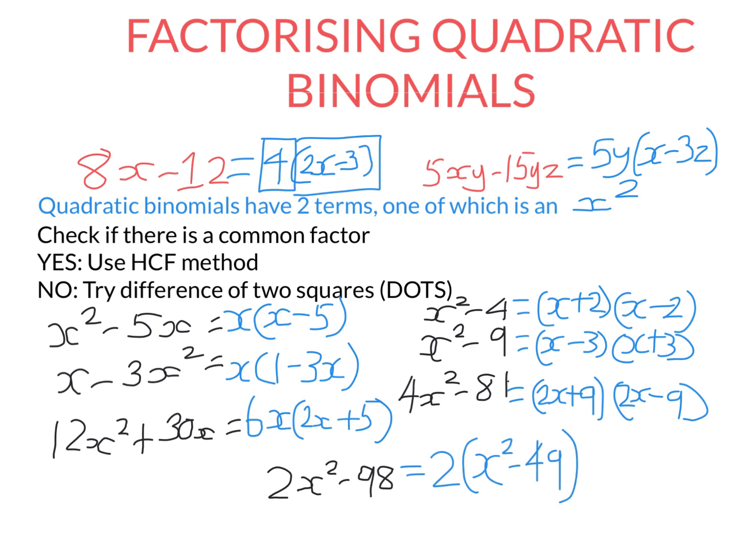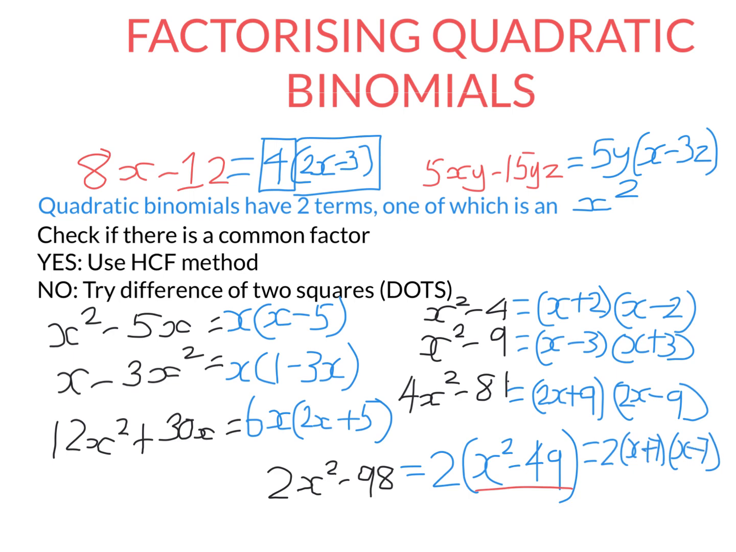So now that we factored using highest common factor, this thing in the brackets is the difference of two squares because we have perfect square minus a perfect square. So we're going to factorize just what's in the brackets. We're going to leave the 2 alone. So to factorize using difference of two squares, we square root the first, we square root the second, one gets a plus, one gets a minus.